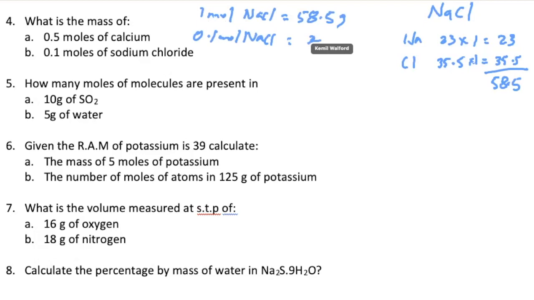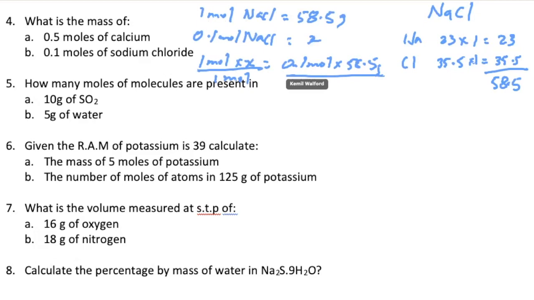We cross multiply. 1 mole times X is equal to 0.1 mole times 58.5 grams. And we divide both sides by 1 mole to make X the subject. And what we're left with is 0.1 times 58.5 grams, which will give us 5.85 grams. And if we look at that, we're seeing that 0.1 mole, that's like saying 1/10 of a mole. So we'll just take our 58.5 and find 10% of that, or find 1/10 of.